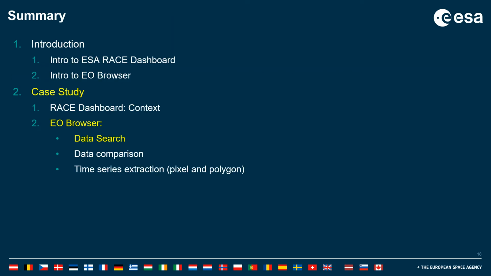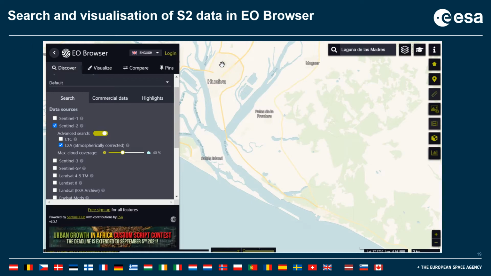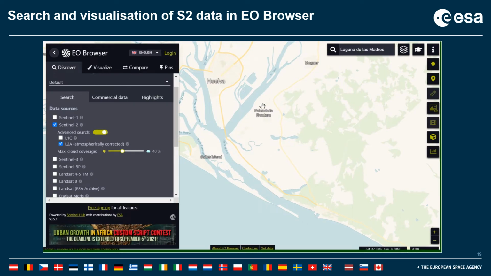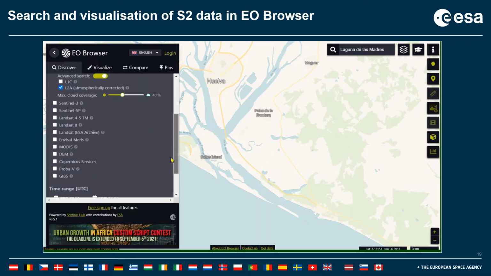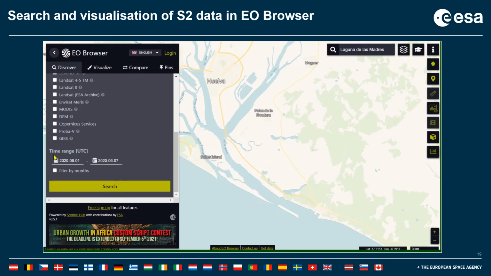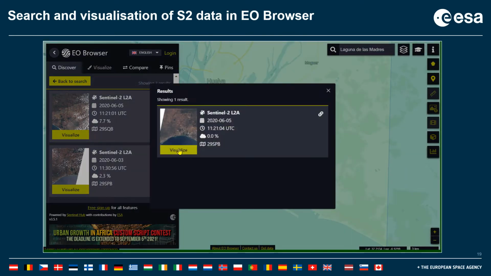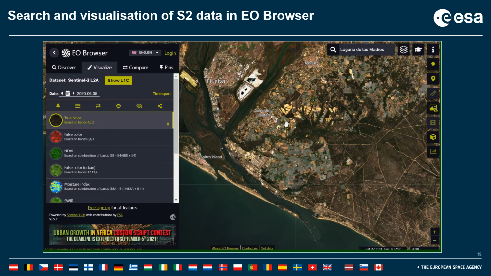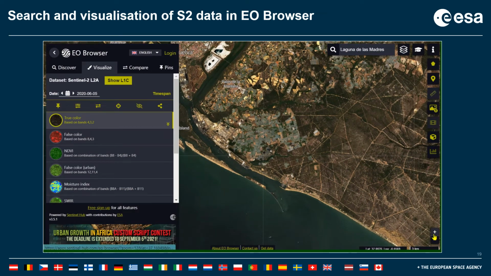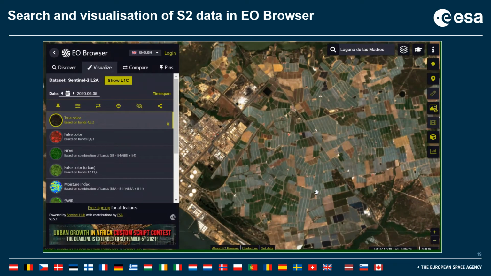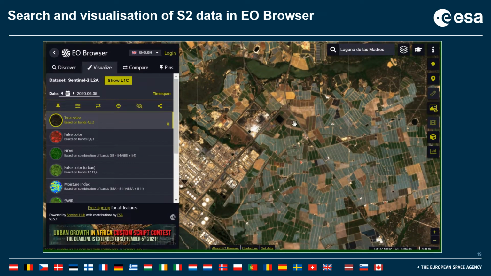All right, now we already know the context from the race dashboard, and we will go to your browser. And first of all, we are going to search for Sentinel-2 data. Now we are searching for Sentinel-2 data in Laguna de las Madres. We choose Sentinel-2 level 2A, and the date is in June, because at that time, some of the fields are still covered in plastic. We select one of the results, we visualize it, and here it is. We can see in a grayish color the fields that are still covered in plastic.